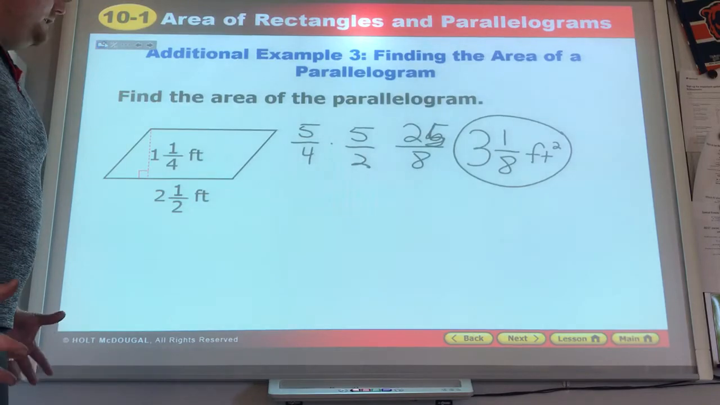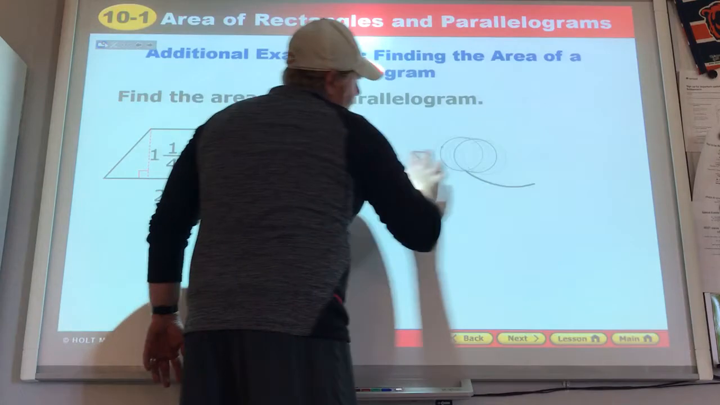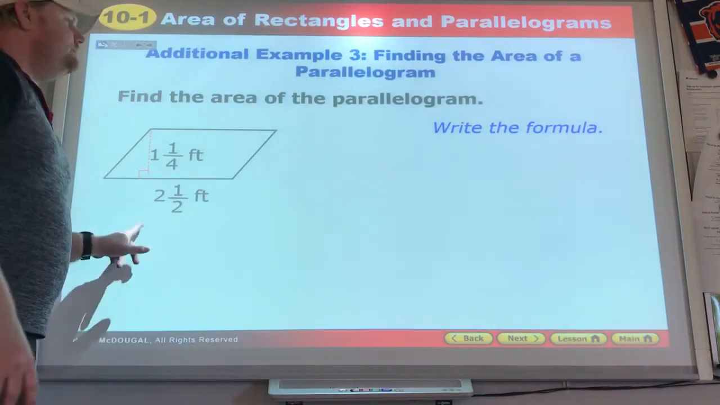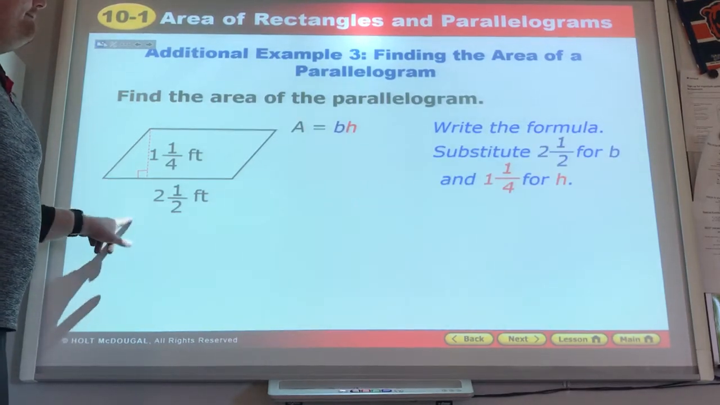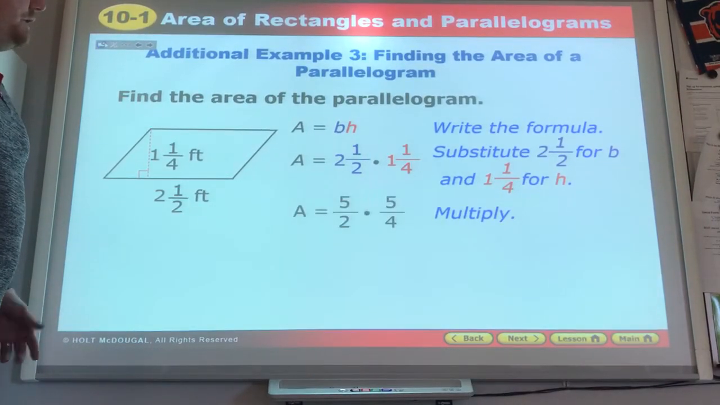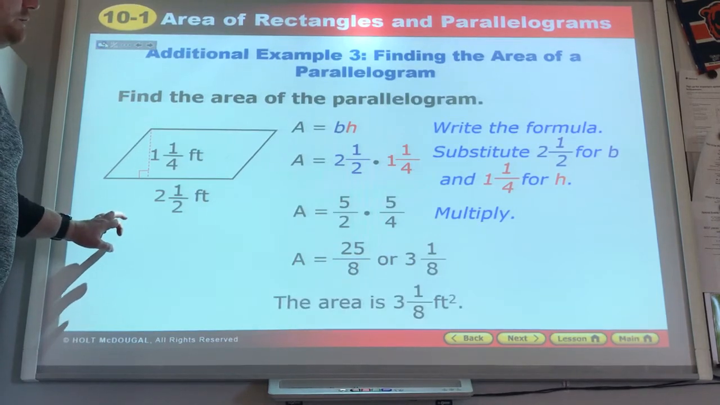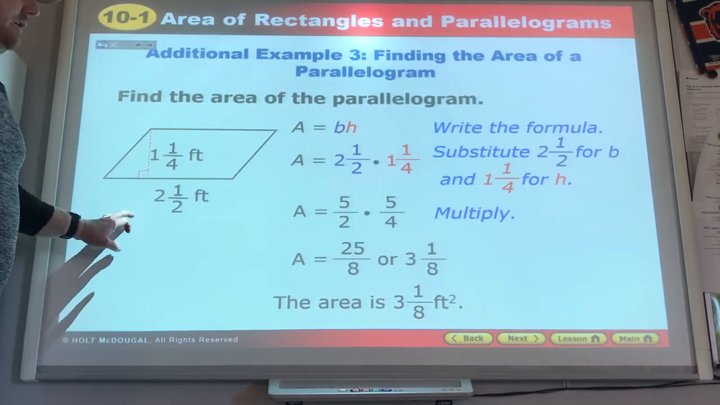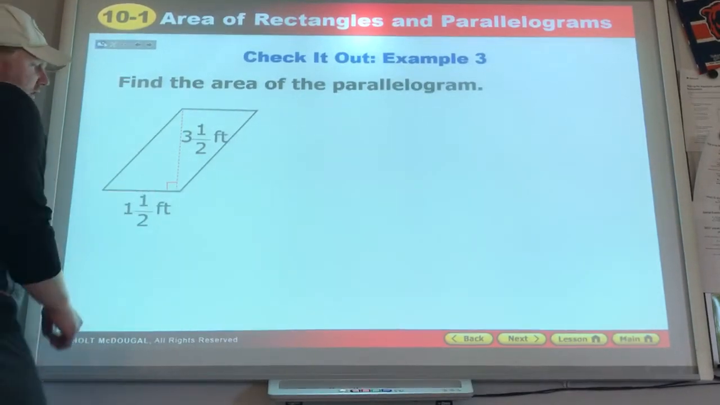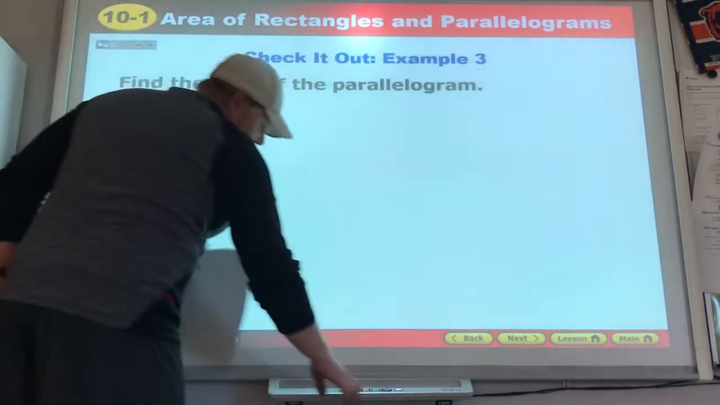Feet squared, okay? I love that they use fractions. We get to practice with that a little bit. I'm sure you do too. All right, so there, they turned them into mixed numbers. They multiplied 25 eighths, or 3 1/8 feet squared. Here again, notice, straight line from the top to the bottom, that is your height, this is your base, all right?